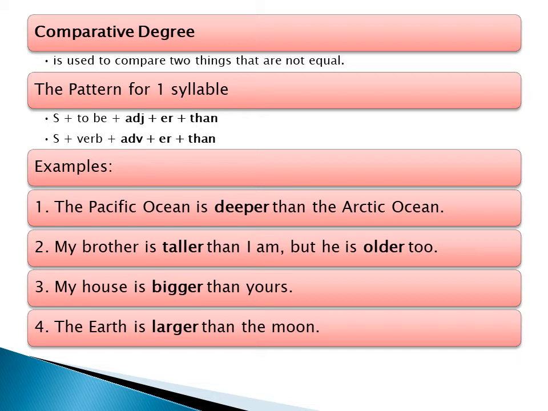The Pacific Ocean is deeper than the Arctic Ocean. Here the comparisons are made between two oceans, that is the Pacific Ocean is deeper than the Arctic Ocean. Let us go to the second example. My brother is taller than I am. Here comparisons are made between two persons. If I quote the next example, my house is bigger than yours. Again the comparisons are made between two houses belonging to two different people.